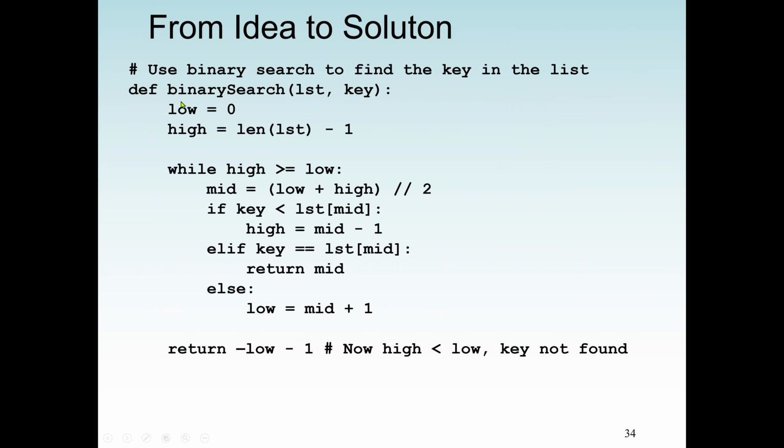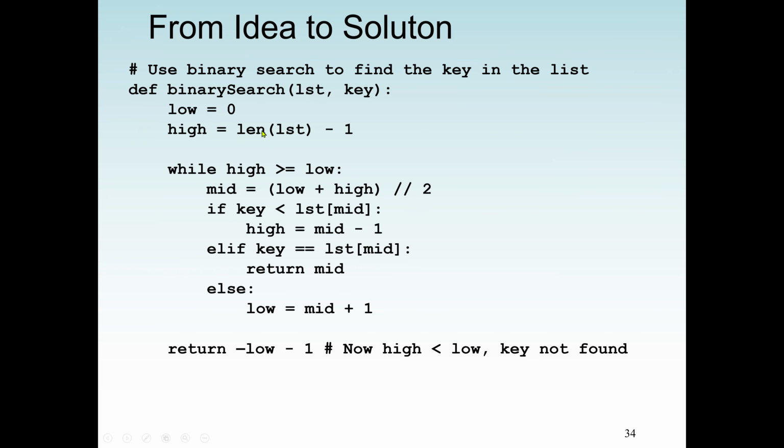So this is the coding in Python. We start with the low variable here, which represents the beginning of the index. High will be the end of the index. Remember, if the size is 10, then it will be 0 to 9. So that's why we use length of the list minus 1. Then first, this will make sure the items are sorted. While high is greater than or equal to low, which means the items in the list have been sorted.